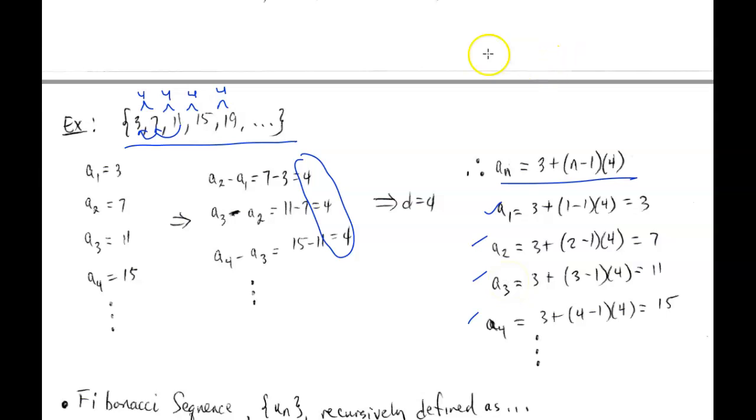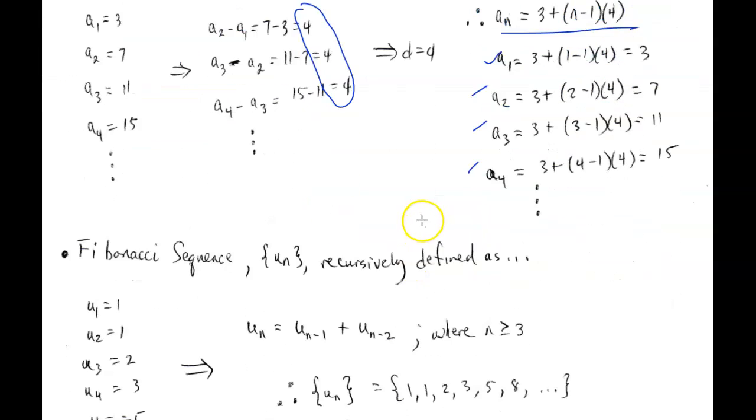If I wanted to find the 100th number in that sequence, I could do the same thing. I'll just take the first number plus my n is 100 minus 1, and then times 4. And of course, this would be 99. I have 3 plus 99 times 4. And of course, this would end up just being 399 once we're done. So that is how we could find any specific number in an arithmetic sequence.